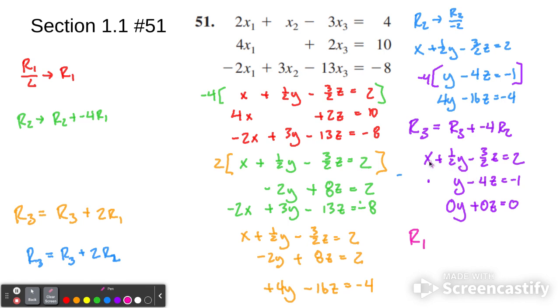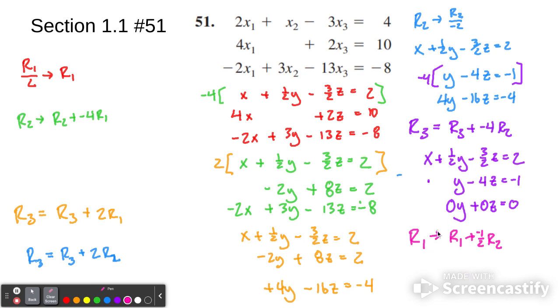So on this one, we have just x's and z's. On this one, we only have y's and z's, and that allows us to do the substitution that we have with the free variable. So let's say we're going to let R1 be equal to R1 plus negative 1/2 R2. Okay, so let's see how that goes.